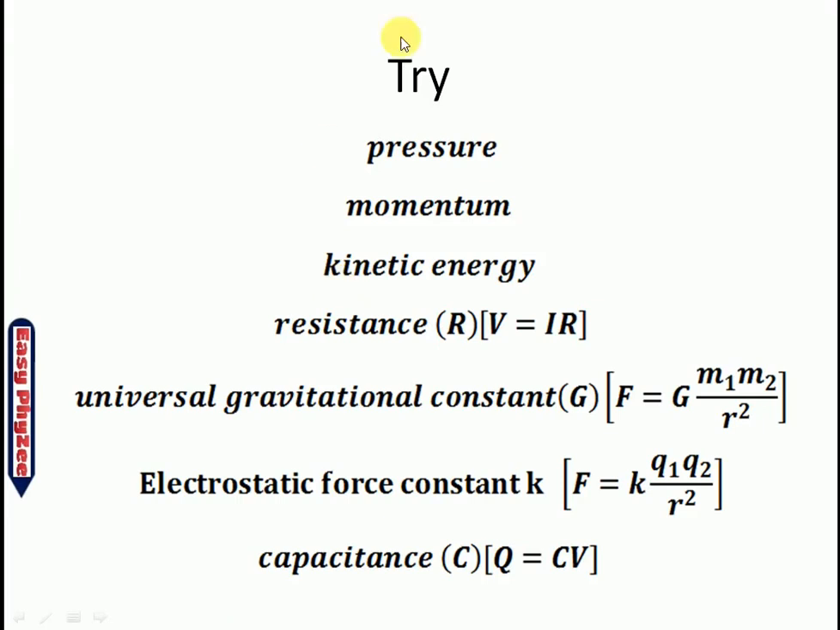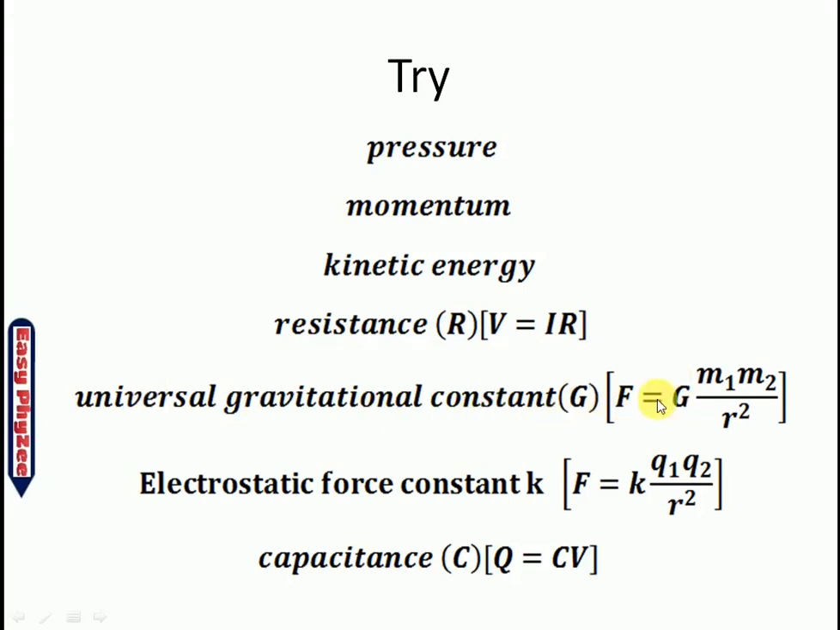Similarly you can try this question. Pressure is force by area. Momentum is mass into velocity. Kinetic energy is half mv square. For half there is no dimension, you have to do m and v square. You can find the dimension of resistance using Ohm's law, and you can find the dimension of gravitational constant G.